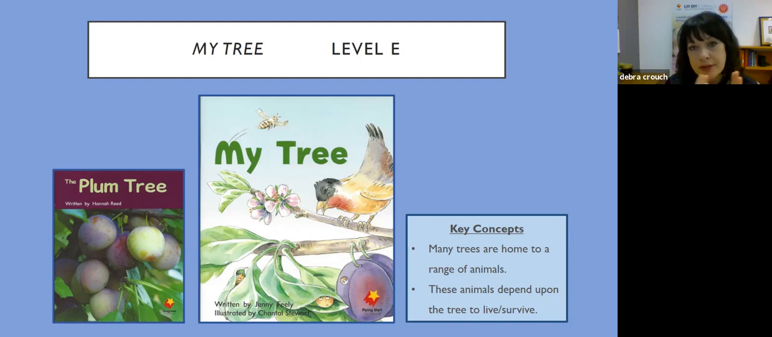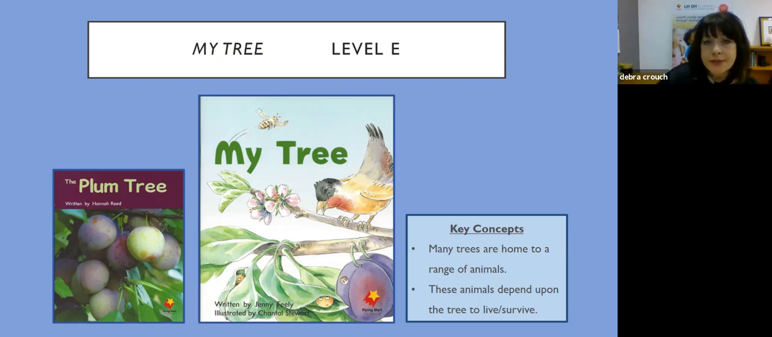And just to give you a little bit of idea about how this work has gone up to the point of the video, the first couple of days I worked with the kids, they were reading the book, The Plum Tree. That's the nonfiction book in this pairing, and it shares these key concepts with this fiction book called My Tree. In both of these books, the students are learning that trees are home to a range of animals, and that these animals depend upon the tree to live and to survive. The kids learn that different animals use different parts of the tree as they're working on the tree, and that whole notion of living together is one of the big concepts that comes through these books.